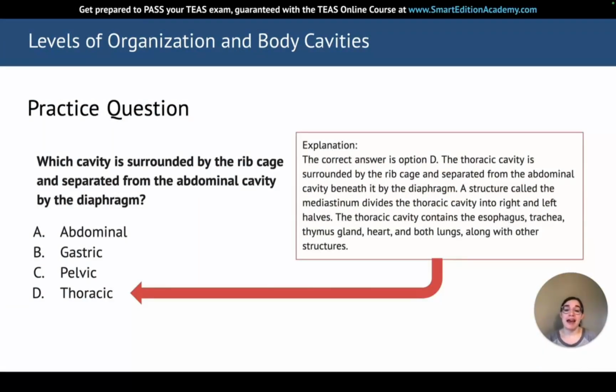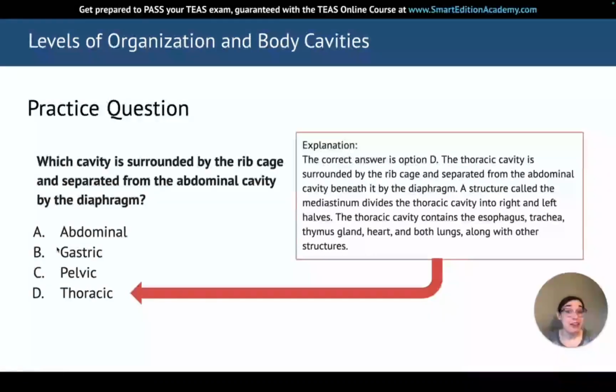So this is the cavity that's surrounded by the rib cage and separated from the abdominal cavity by the diaphragm. Now, since we have the phrase abdominal cavity in our practice question, we know that that cannot be our correct answer because the abdominal cavity would not be separated from itself. That doesn't make any sense. So we can eliminate that as incorrect.